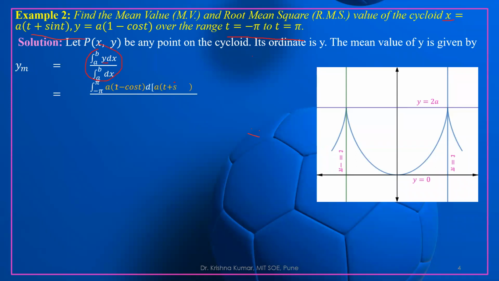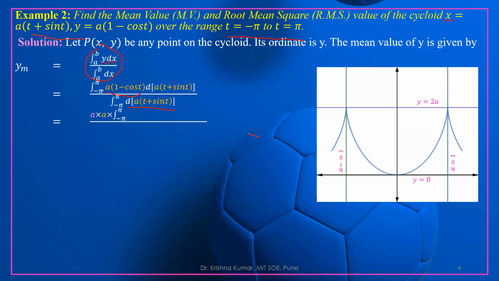What is y? Y is equal to a(1 minus cos t), and dx is equal to what? It is the derivative of x. X is equal to a times (t plus sine t). So we have to take dx, and under the limit again, what is dx? We again take x as a times (t plus sine t).